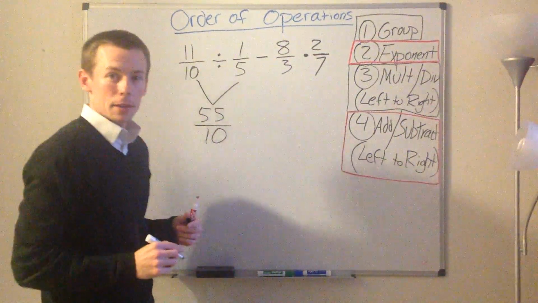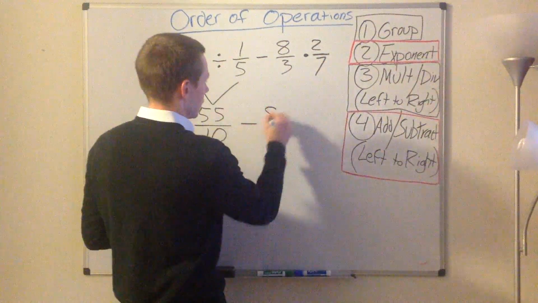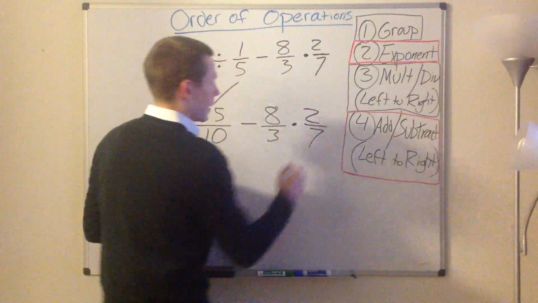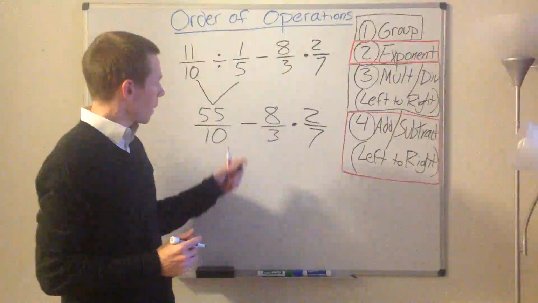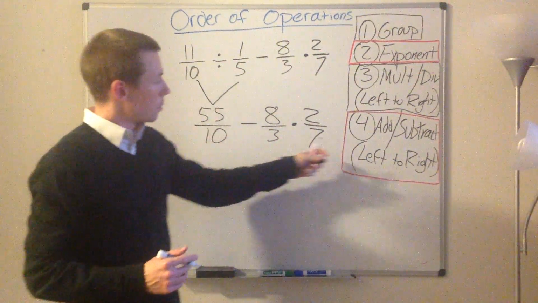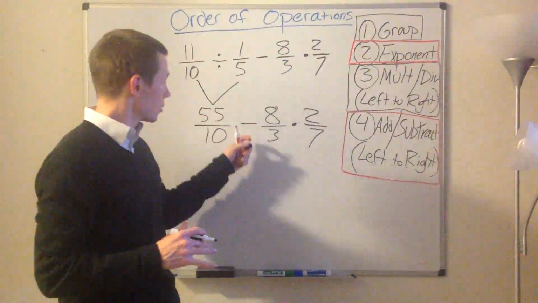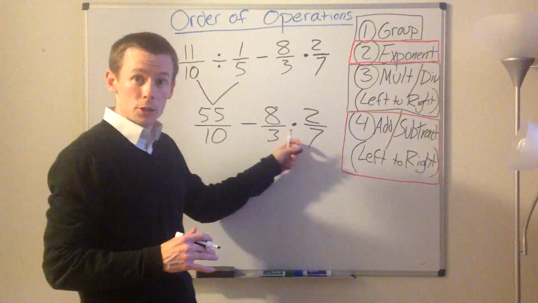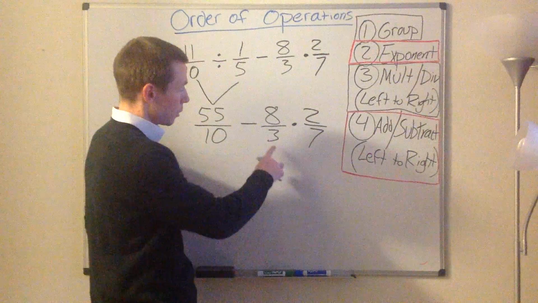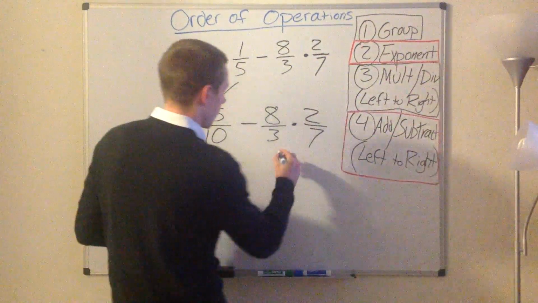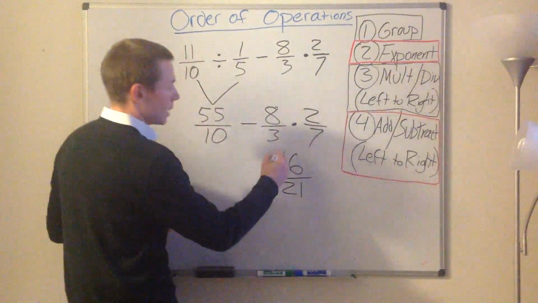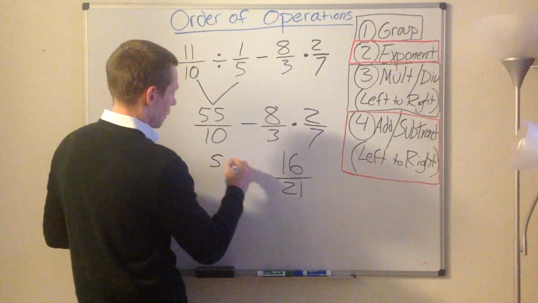So I'm going to rewrite that there, and now fill in the remainder of our problem. Now we have subtracting 8/3 and multiplying by 2/7. But remember, multiplication is of a higher rank than subtraction, so we're going to do this multiplication now. Right, so 8 times 2 is 16, and 3 times 7 is 21.